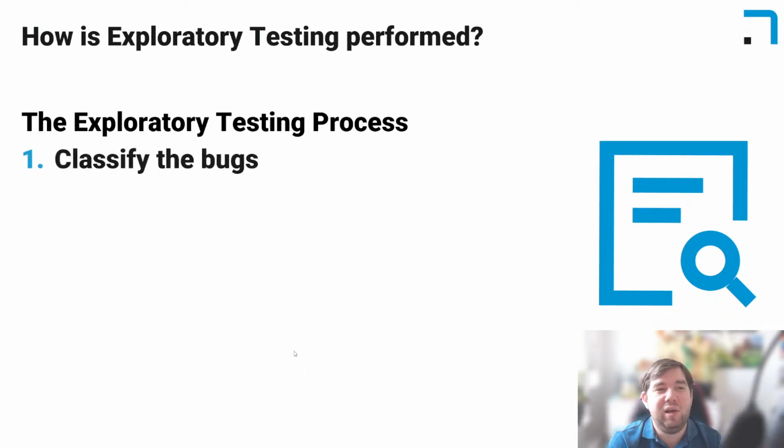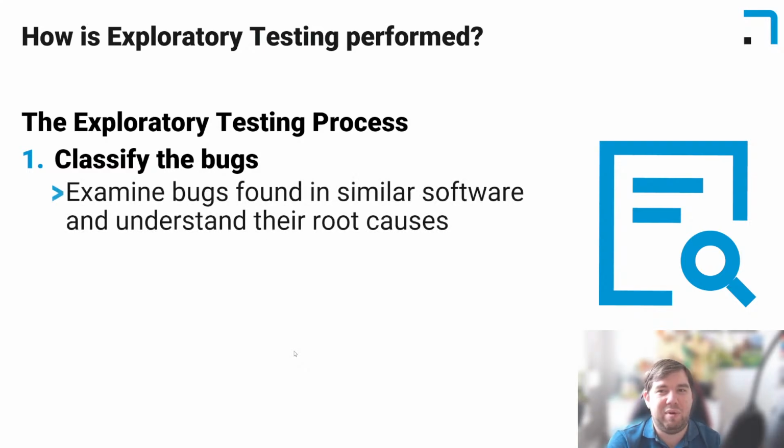First step is to classify the bugs. And I don't mean the bugs or defects that are in our code. No. I mean we want to examine bugs that are found in similar software. And we want to try and understand their root causes. Because if we can see what's happening in other software, then we have a really good idea of where we can try and find the bugs in our software.